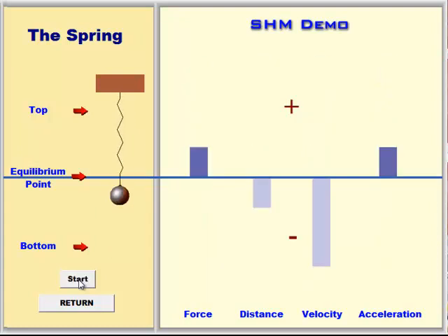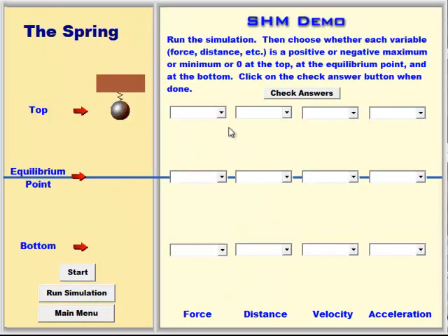and then have students look at the results and see if they can then fill in the maximum, zero, or minimum for the force, the distance, the velocity, and the acceleration for the spring at the top end point, bottom end point, and the equilibrium point.